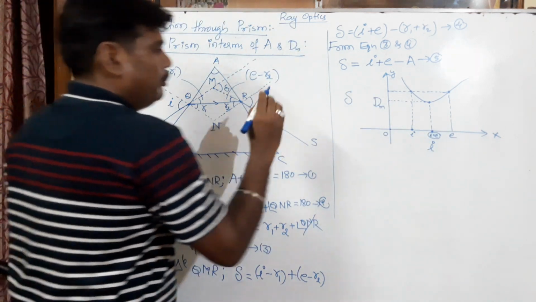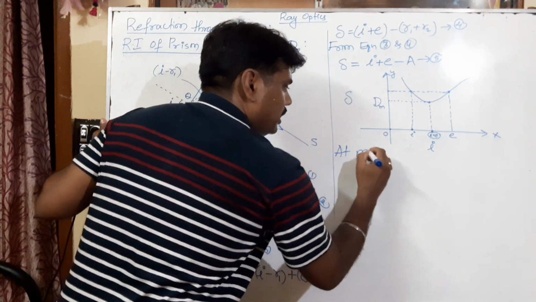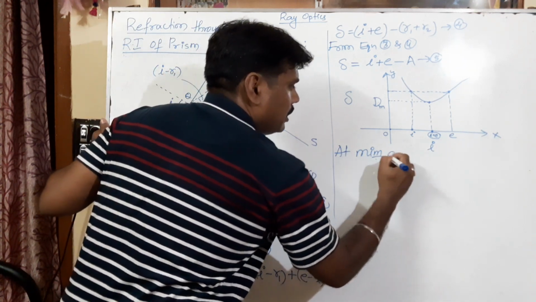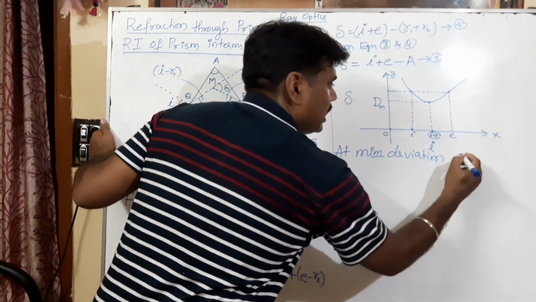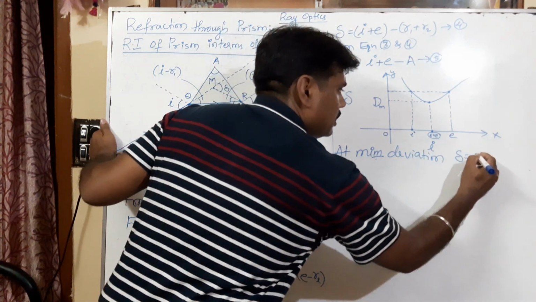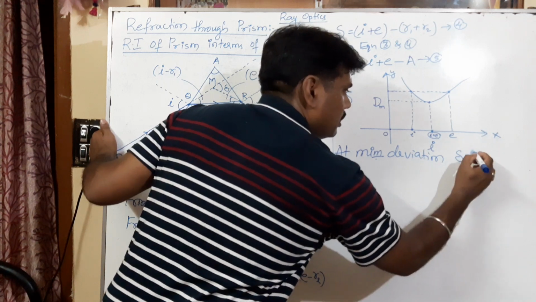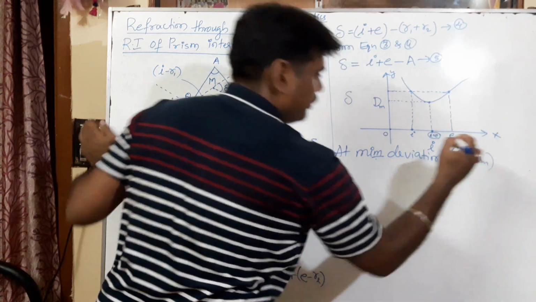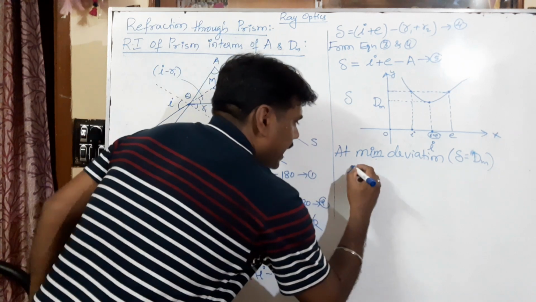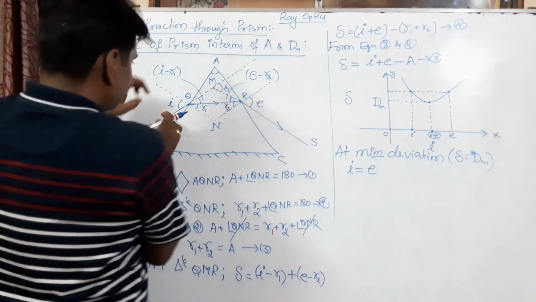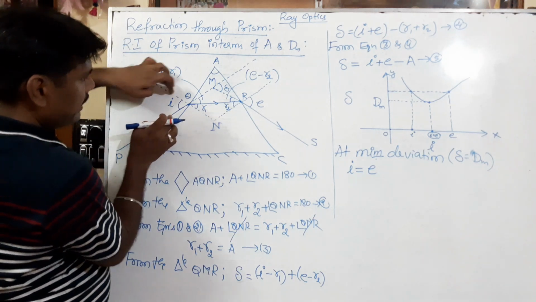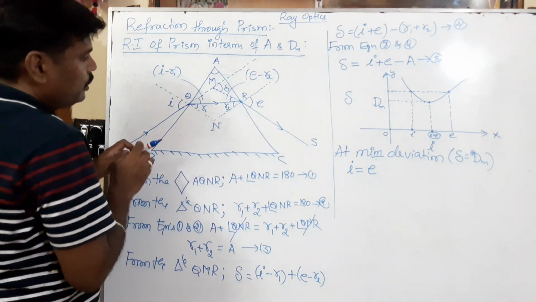So at minimum deviation, only angle of deviation delta m, this is the minimum deviation, we are getting angle of incidence equal to angle of emergence. It means whatever the value of I, the same value for E. That's why initially I told that.